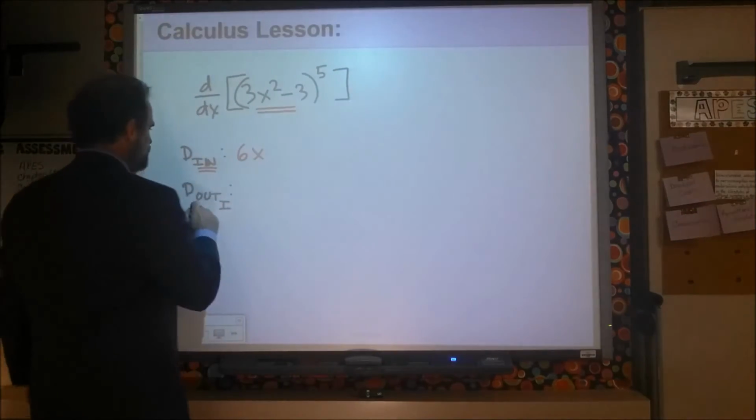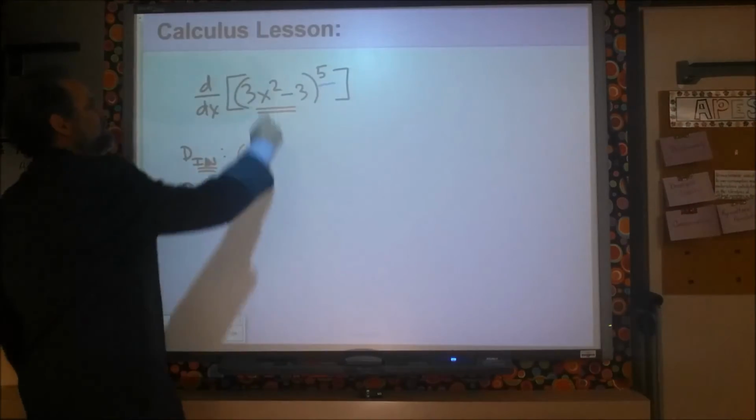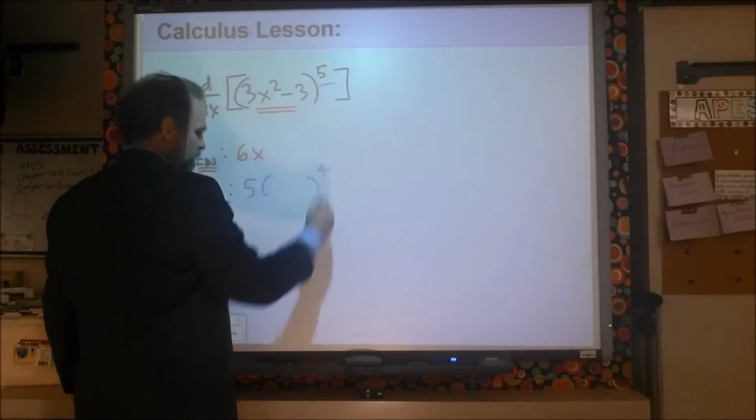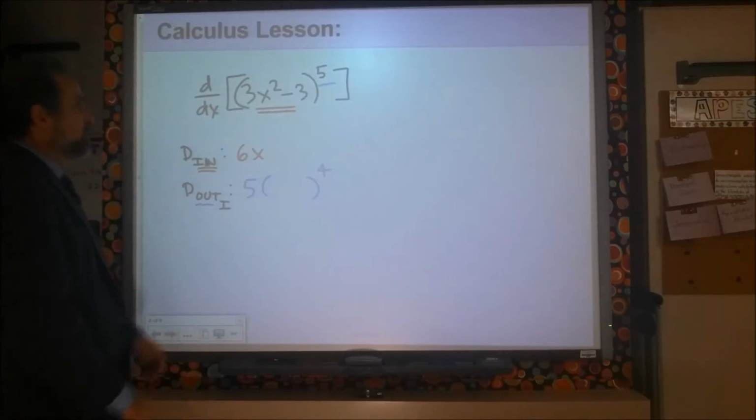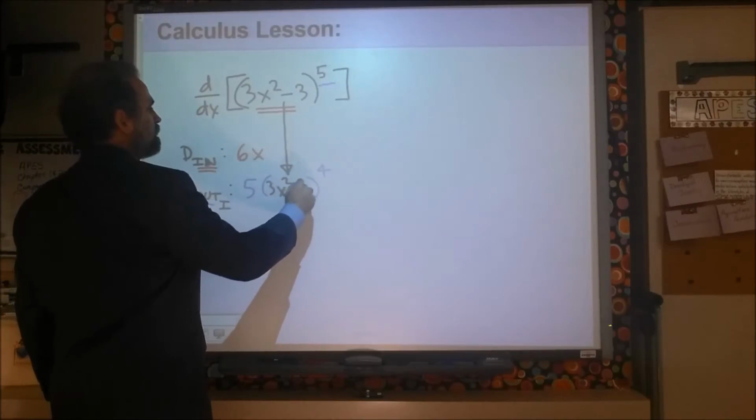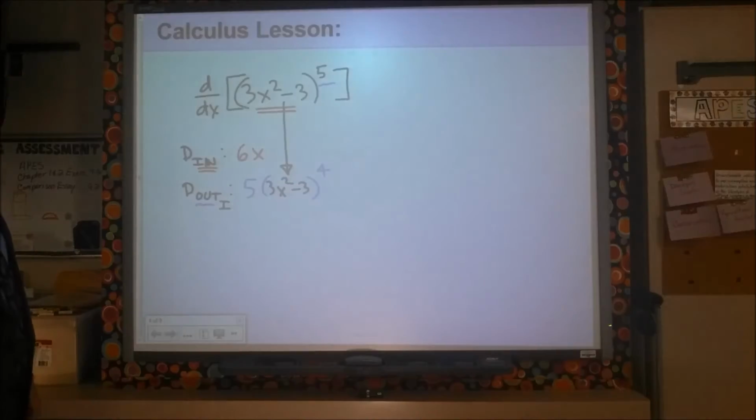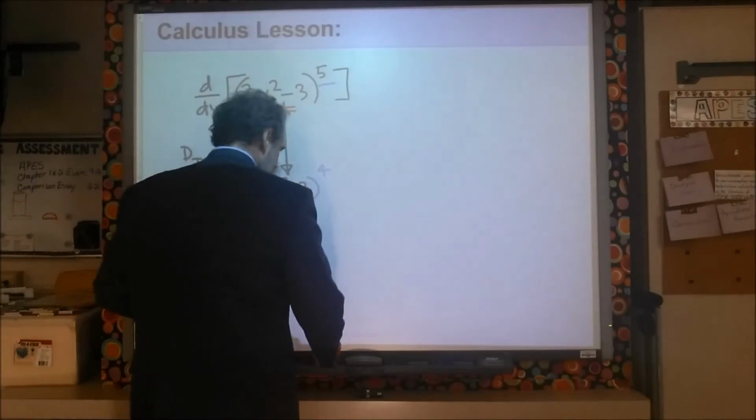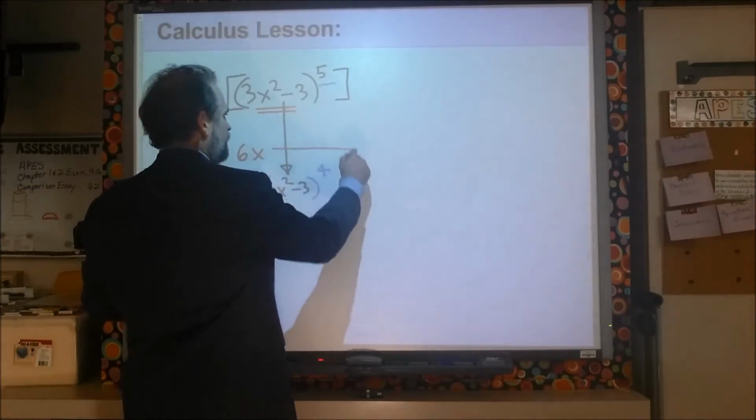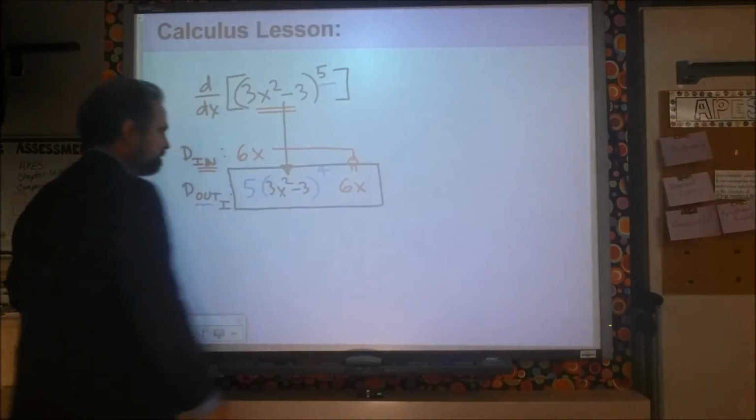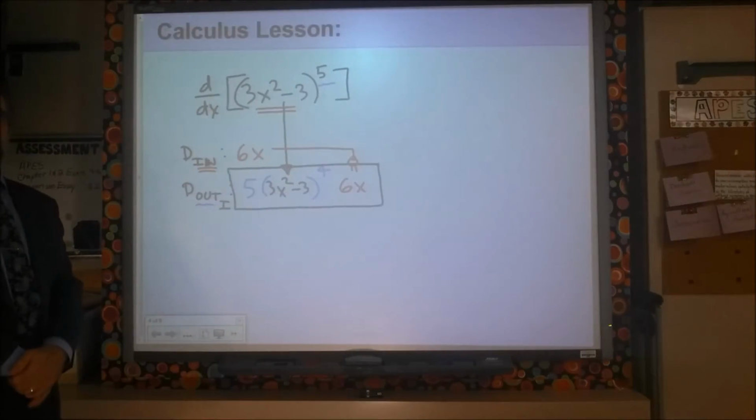What about the derivative of the out? The derivative of the out is that. So that's something to the 5th power. Therefore, it's 5 times something to the 4th power. What goes in there? The inside as is. So what is the answer to this problem? It's this first, that second. It's just that simple. I end up taking that times 6x and plugging it in at the end right there, and that is my answer. So it's really not that hard. Okay?